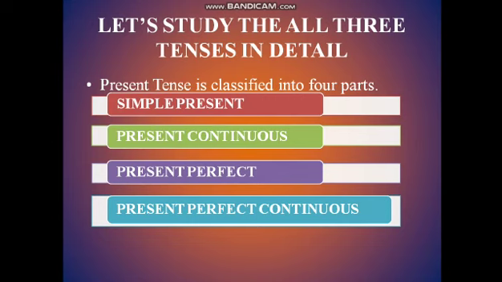In my earlier video I have shared about tenses, that we have three types of tenses: present tense, past tense and future tense. Now let's study all three tenses in detail. Present tense is classified into four parts: simple present, which we can also call present indefinite tense, present continuous, present perfect and present perfect continuous tense.